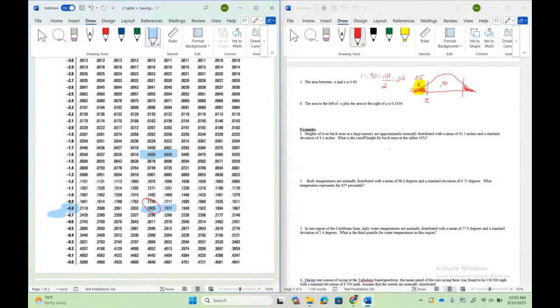Okay, so I have 0.0505 and 0.0549. So my value of 0.05 is going to fall directly in the middle of these two. It's not closer to one or the other. So when that happens, I'm going to find the average of these z-scores. Okay.